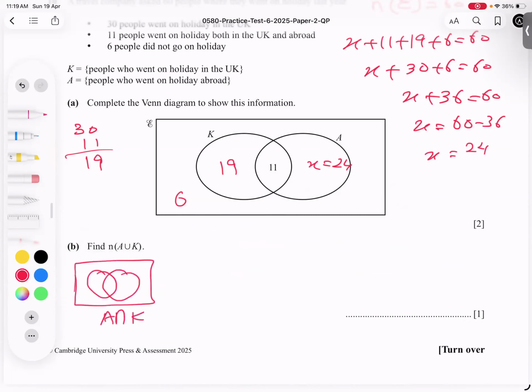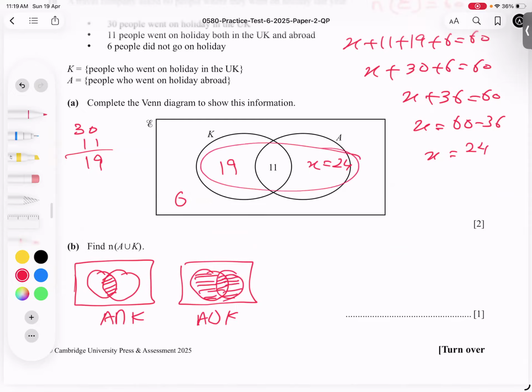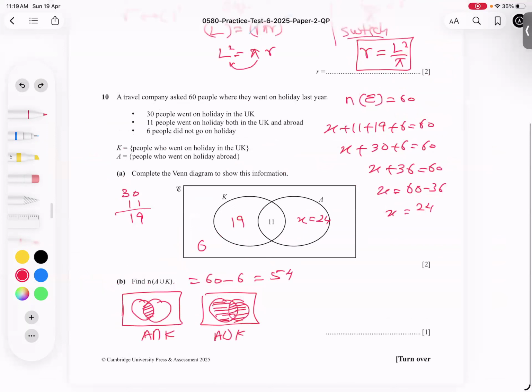A intersection K means the middle part. And A union K means the common portion, the left side and the right side, uncommon portion, all together. So I think this is clear. That is why I have to add them all. Basically, the 6 I don't need. From 60, subtract 6, I got 54. Or you add them: 30 plus 25 gives 54. Same answer. So I hope this point is very clear.